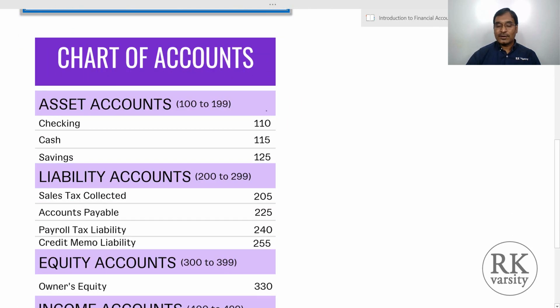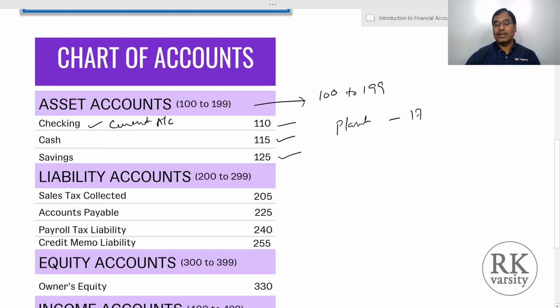Suppose for all our assets, we code them with any number from 100 to 199. So in each account, that is your checking account, in the sense your bank current account, we give a code of 110. For a cash account, 115. For savings account, 125. Like this we give. Suppose you have a plant account, for plant you may give 175. You have buildings, so for buildings you can give an account number 180.